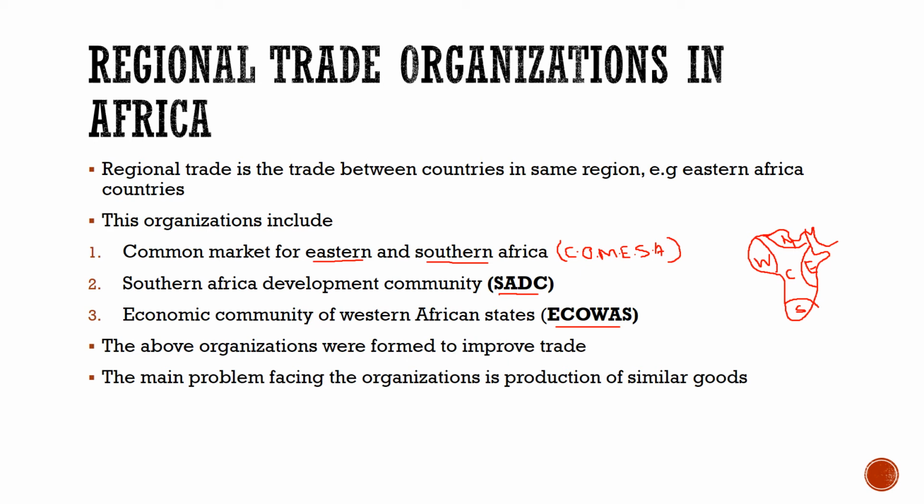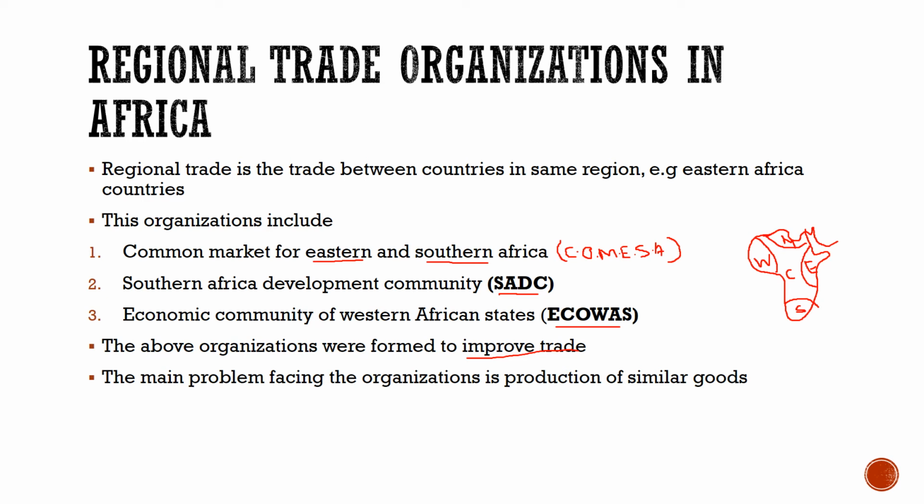So Northern Africa doesn't have a trade organization. We only have three major regional trade organizations in Africa. COMESA, which stands for Common Market for Eastern and Southern Africa. We have SADC, Southern Africa Development Community. And then we have ECOWAS, which stands for Economic Community of West African States. And there is something that you have to know also: the above organizations were formed mainly to improve trade, so that trade within Africa as a continent can improve.